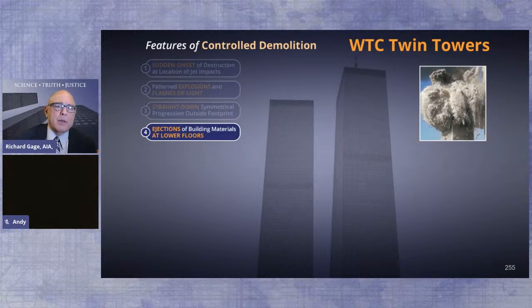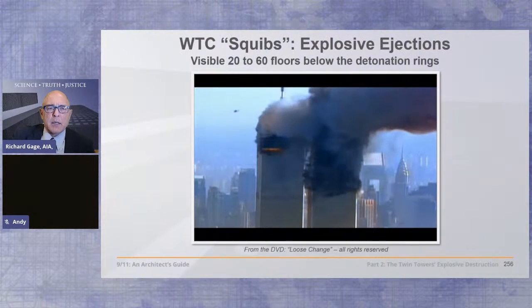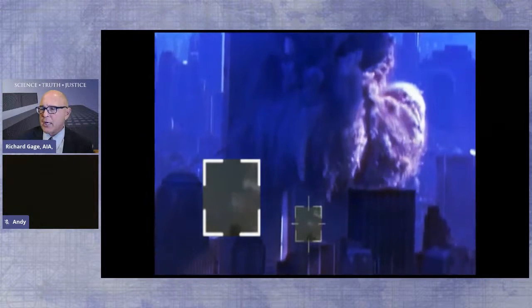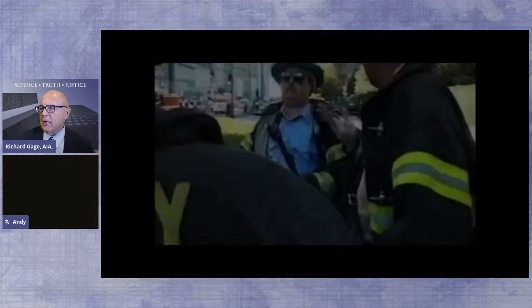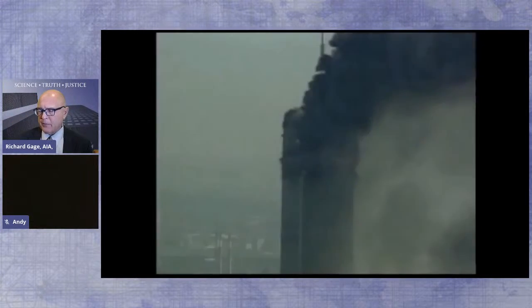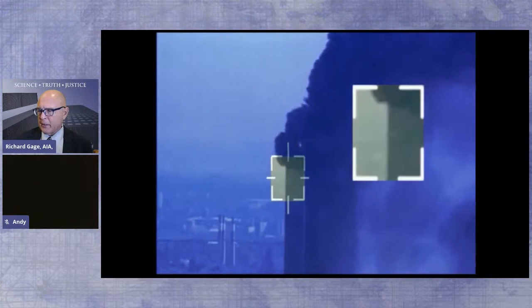And what about the ejections of these materials? Let's take a look at these squibs, the isolated explosive ejections occurring here and here. 20, 40, even 60 stories down, as you see here, in each of the towers. Explosions going off with solid materials ejected.